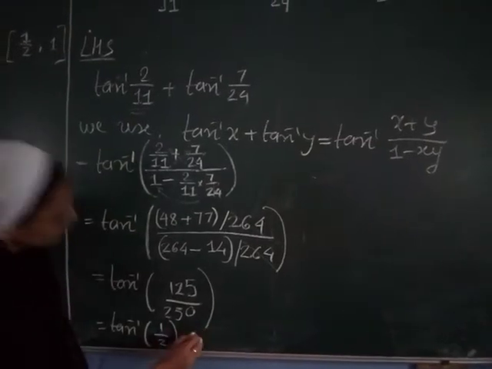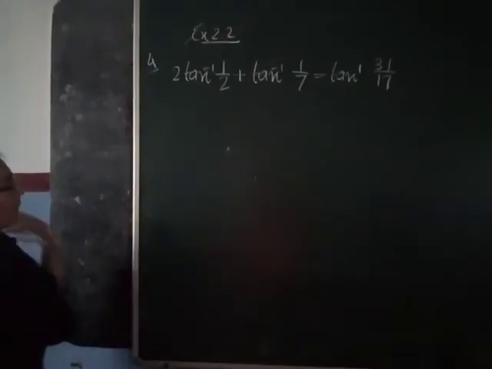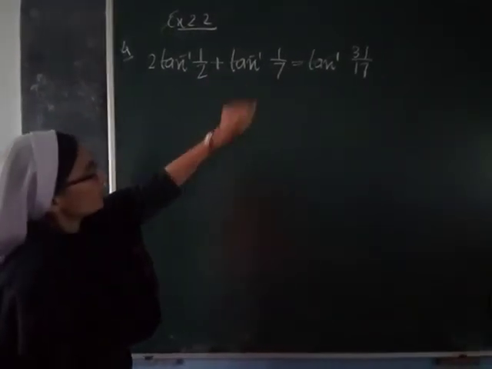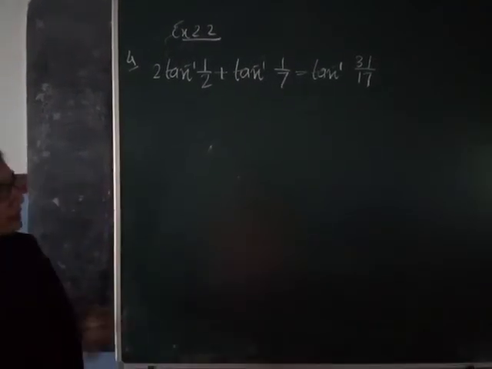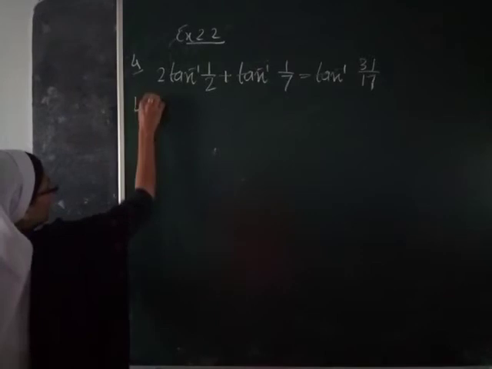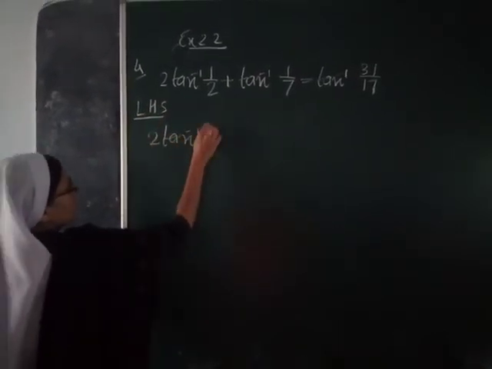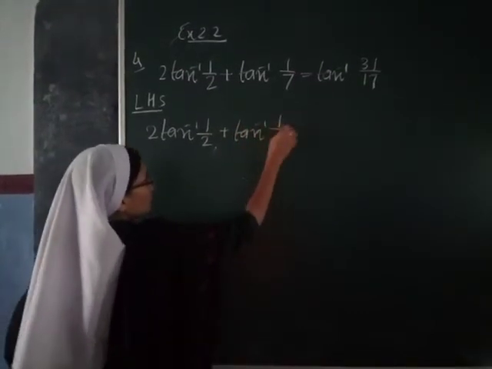And this is your right hand side. Hence proved. Question number 4: 2 tan inverse 1 by 2 plus tan inverse 1 by 7 equal to tan inverse 31 by 70. We have to prove that. So let's start with the left hand side: 2 tan inverse 1 by 2 plus tan inverse 1 by 7.